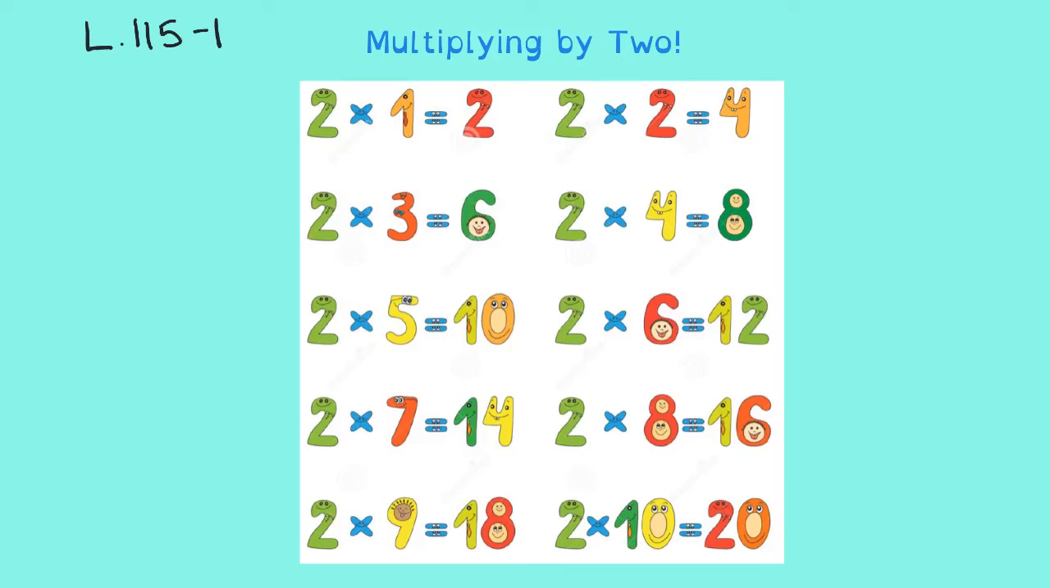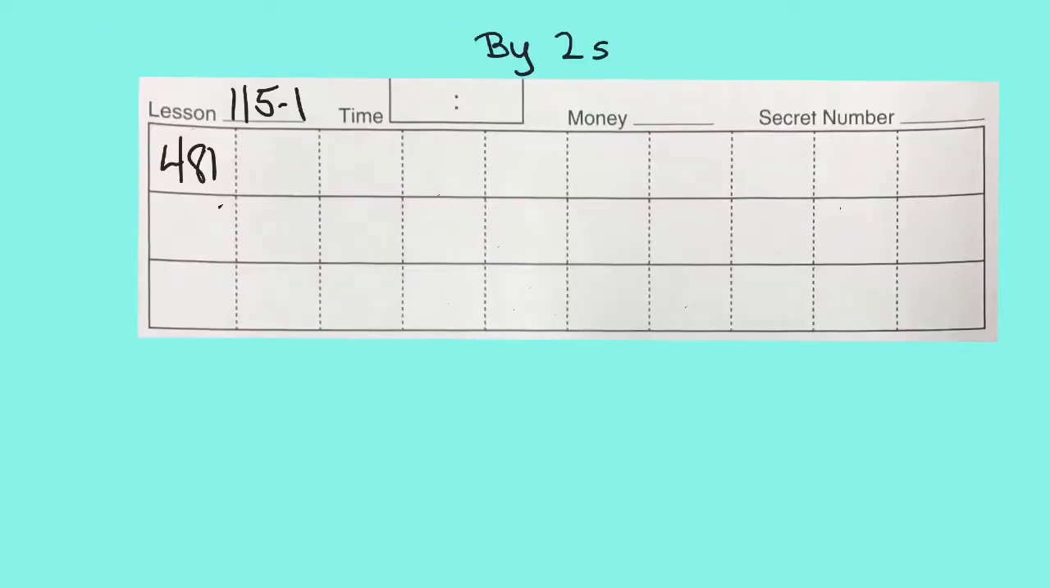Today our math lesson is multiplying by 2. So let's go ahead and get started with our math meeting first. I hope you have a piece of paper out so you can participate with writing down our numbers, starting at 481 by 2's. We're going to start with 481.